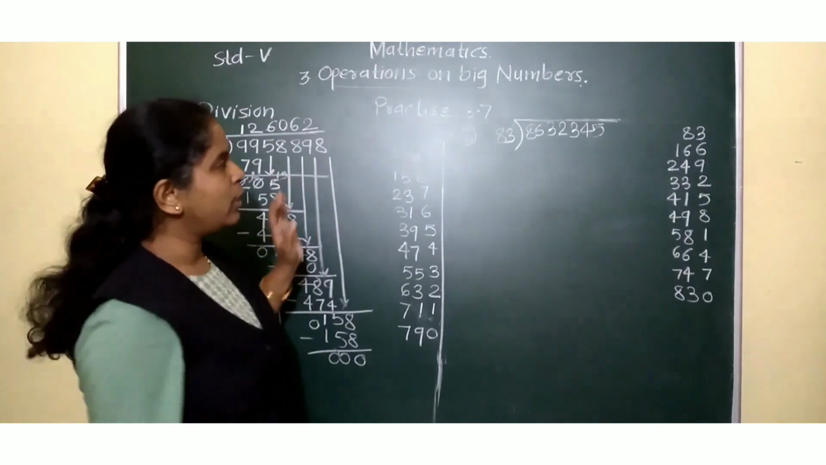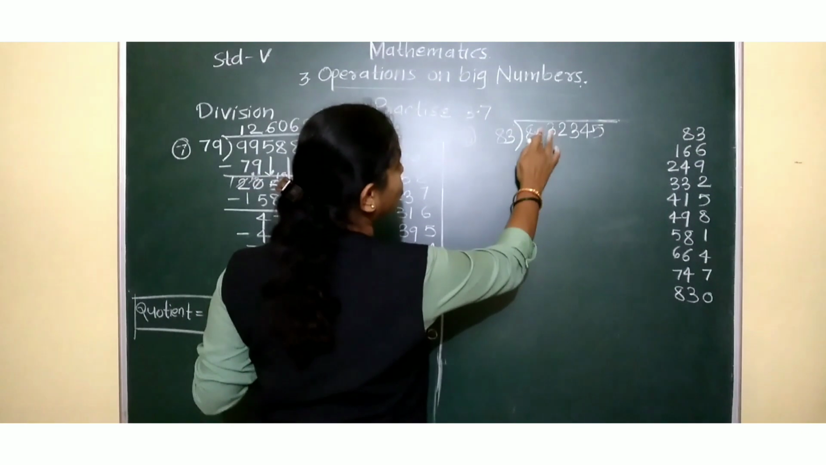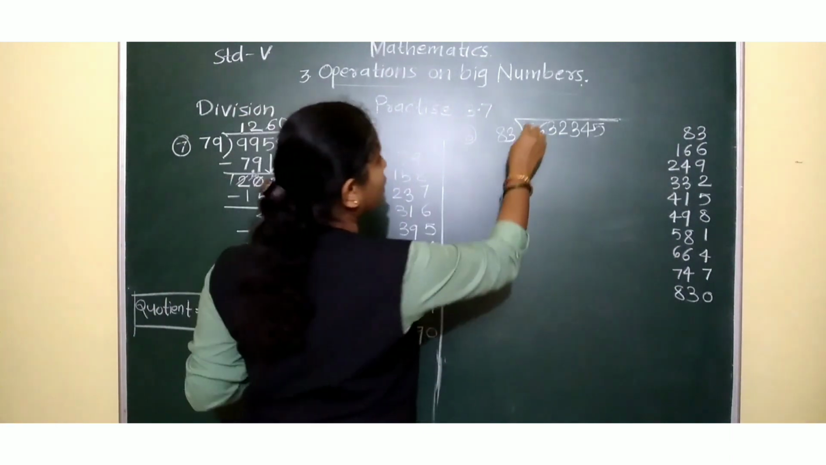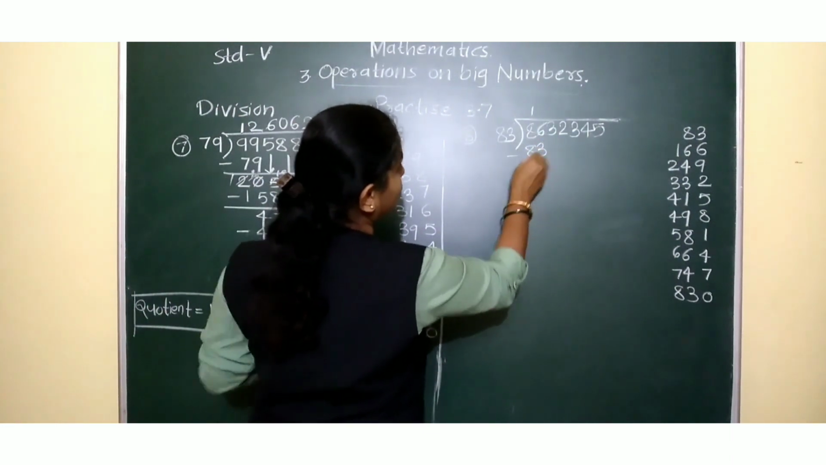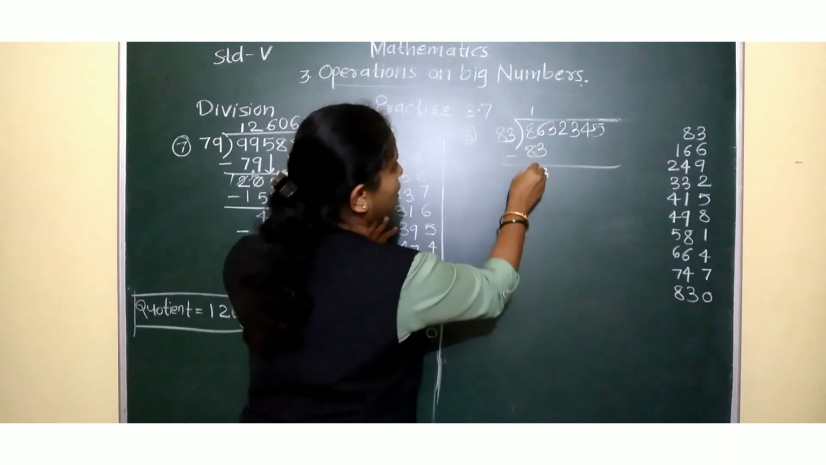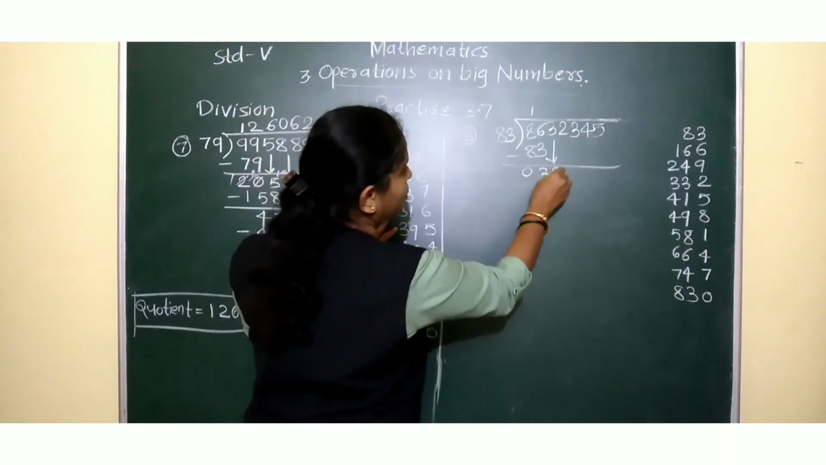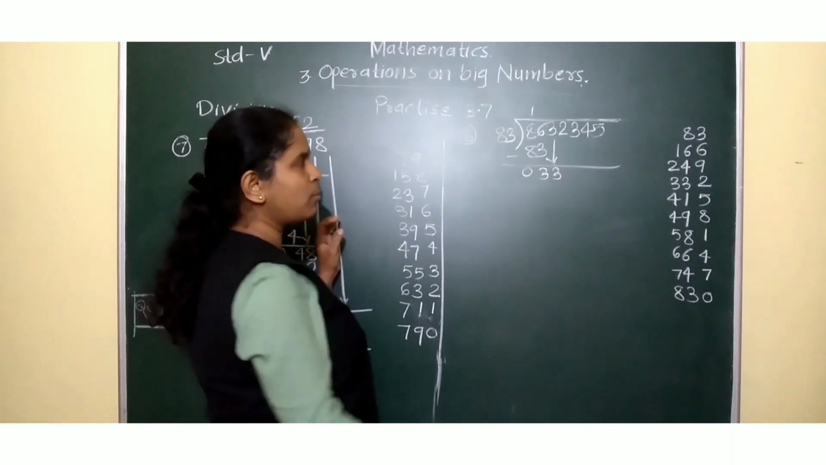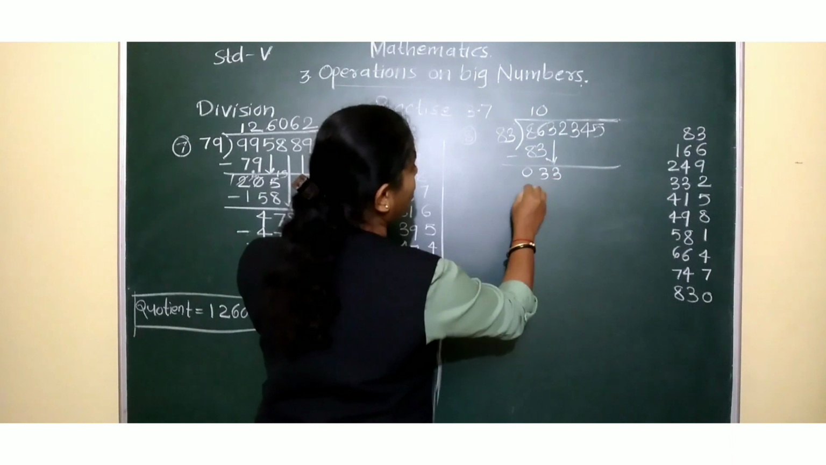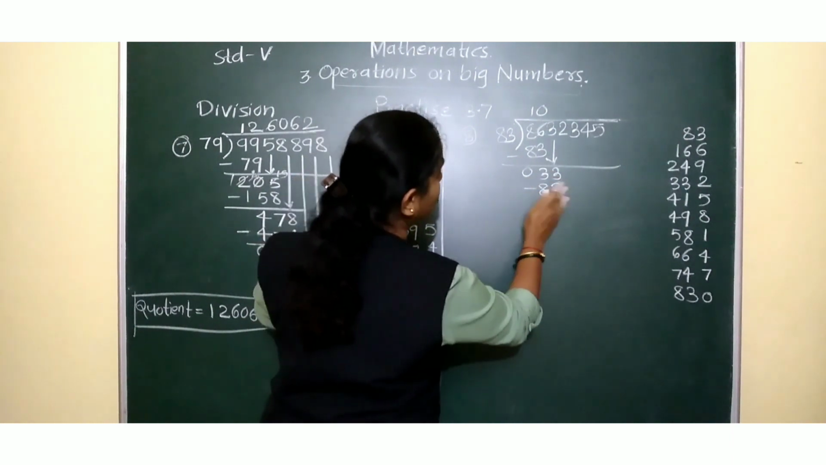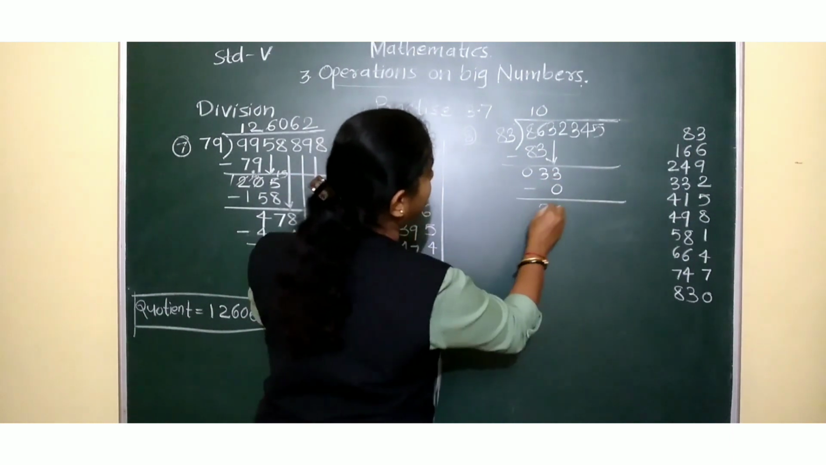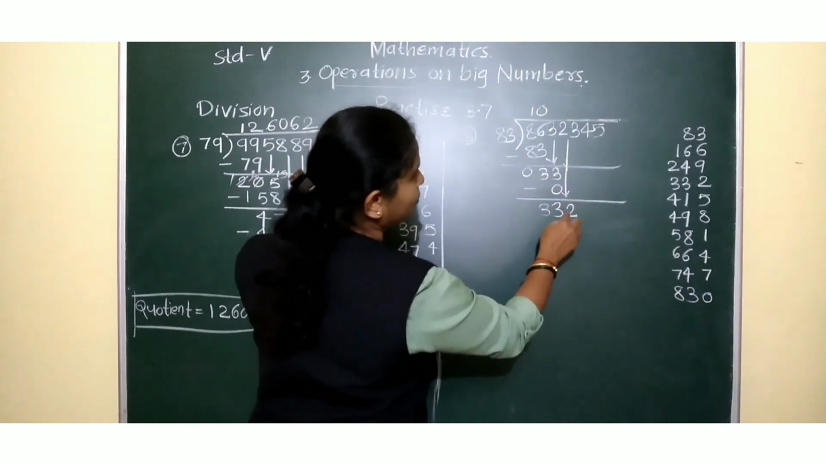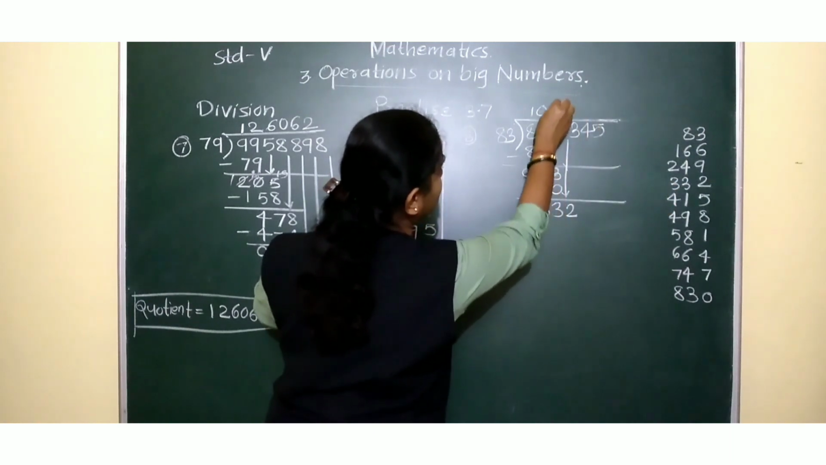83 table I have already written. So here first two digits are, this number is 86. So 83 ones are 83. Okay. 6 minus 3 is 3. Take 3 down. Now 33. Can we divide 33 by 83? No. So 0. Take this 2 down. Now see. 83 4s are.